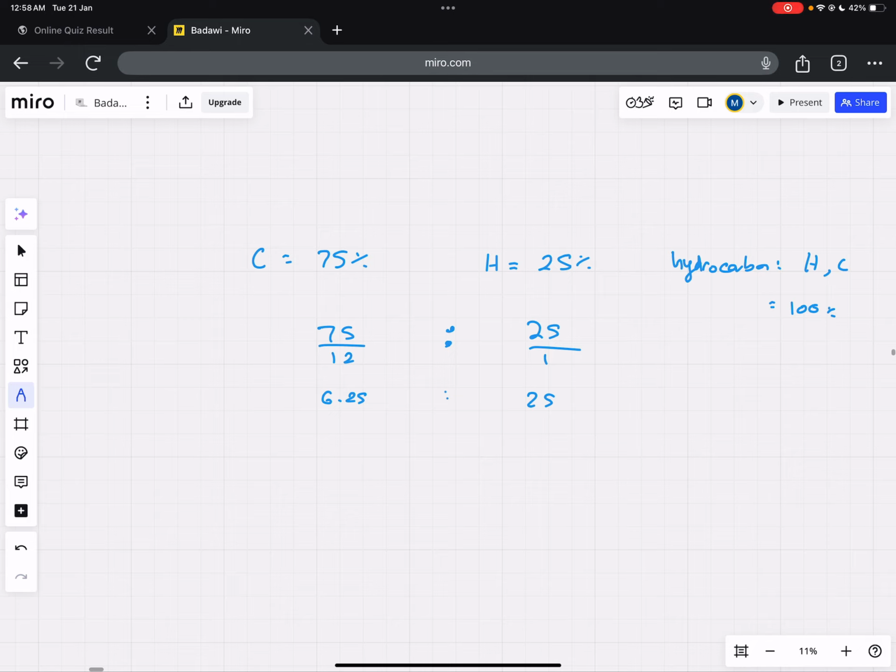But I can't have 6.25 carbons. I need a whole number. So I will divide by the smallest number, which is 6.25. Divided by 6.25, I will get 1 to 4. So my ratio of carbon to hydrogen is 1 to 4. So CH4 will be my answer.